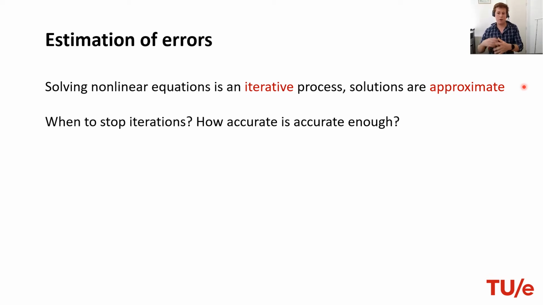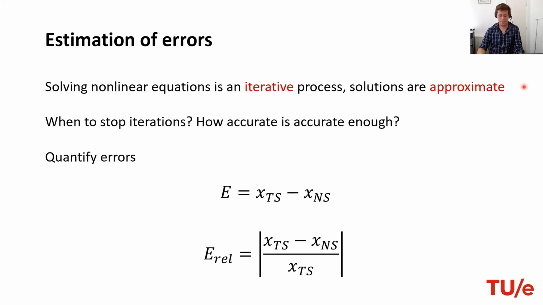So when do we stop these iterative procedures in which we get closer and closer to the true solution? How do we stop these iterations, and how do we define accuracy when we're doing these iterations? Well, accuracy implies that the error between the true solution x_ts and the numerical solution x_ns is small.